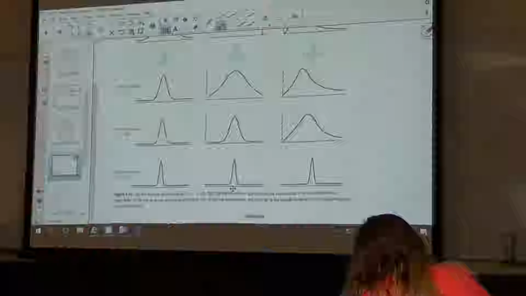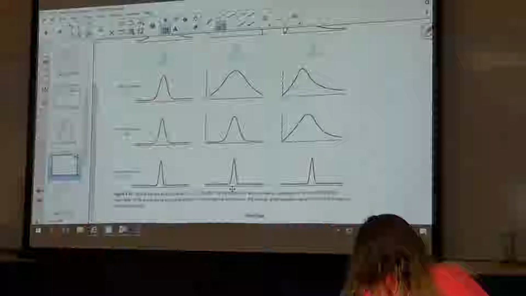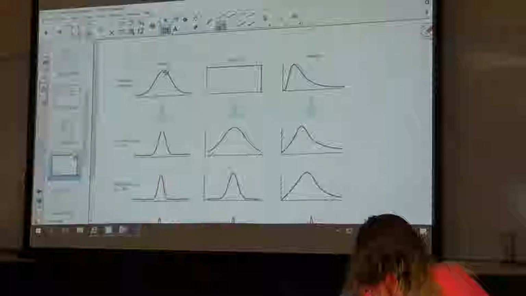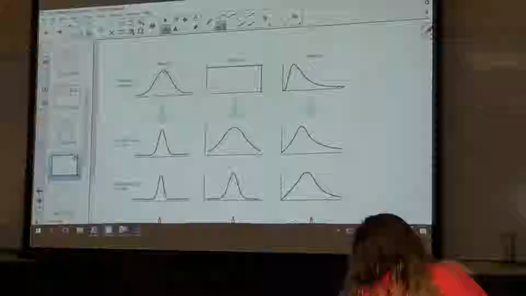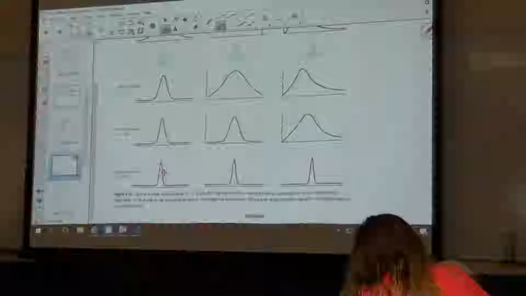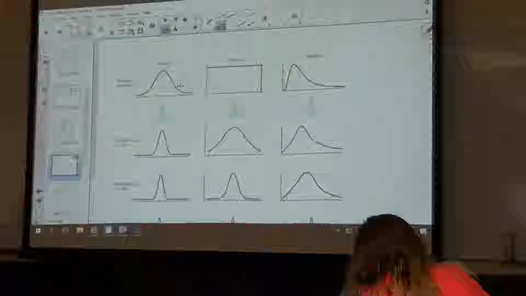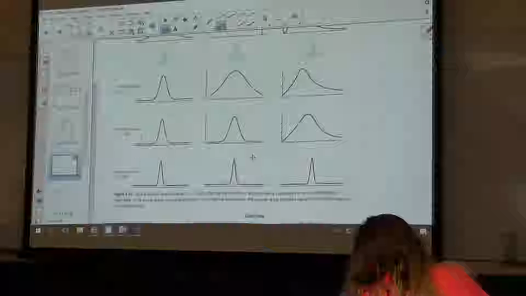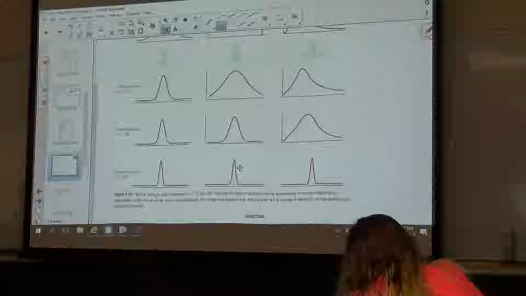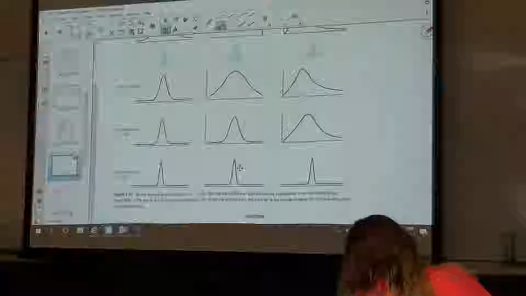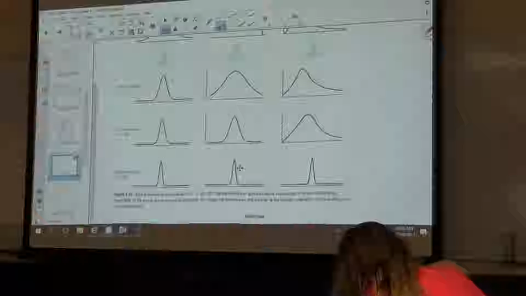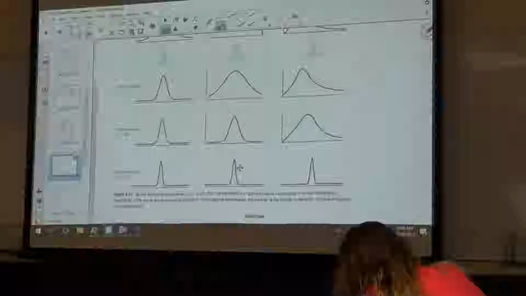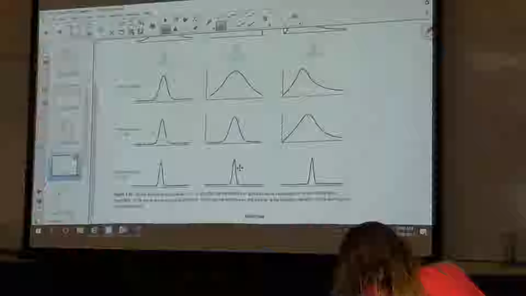You add enough people, it's going to turn into a normal distribution. If it starts out as normal, and then you add more people, no matter what it starts out as, it's going to end up as a normal distribution. It's kind of like the law of large numbers again. The more you do something, the more it's going to end up as what it should be, which is a normal distribution.